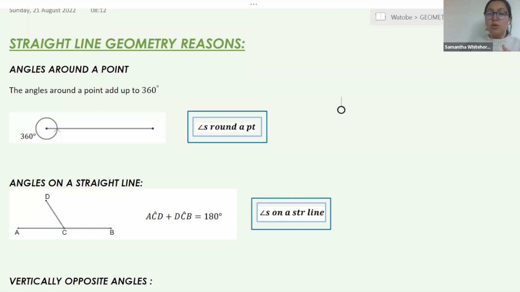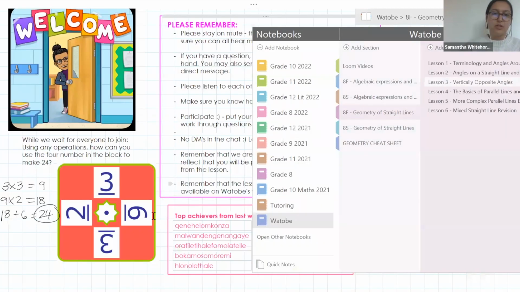What we're going to look at today is a new reason, vertically opposite angles, but we'll get to that in a second. So far on your cheat sheet, you should have something like this. Hopefully you can all see that. Those are the first 2 reasons that we've done. So let's have a look at our new reason for today, vertically opposite.